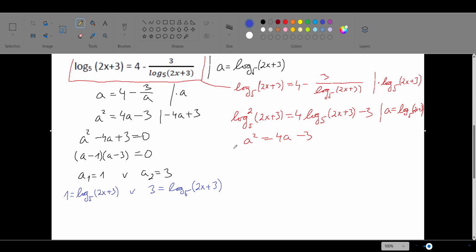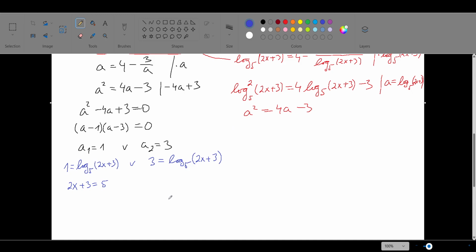Now from the first equation we will come to the equation that 2 times x plus 3 must be equal to 5, because 5 to the power of 1 must be equal to the argument of the function. And if you solve this equation, you will see that 2x is equal to 2, so our first root is equal to 1.